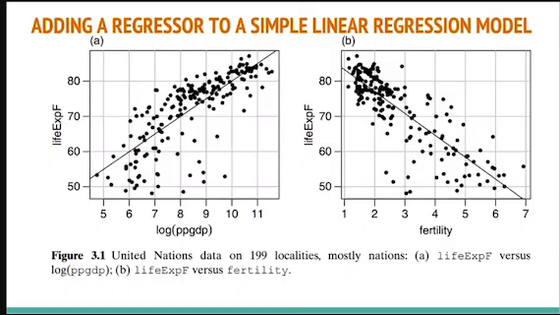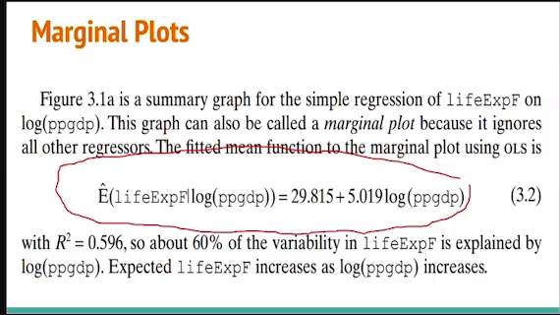When I say marginal, even though there are two variables that can explain the response, I'm only focusing on one of them, ignoring the other. That's what we call marginal plots. Does that make sense? Now, the mean equation for one of the marginal plots is what I'm showcasing right now.